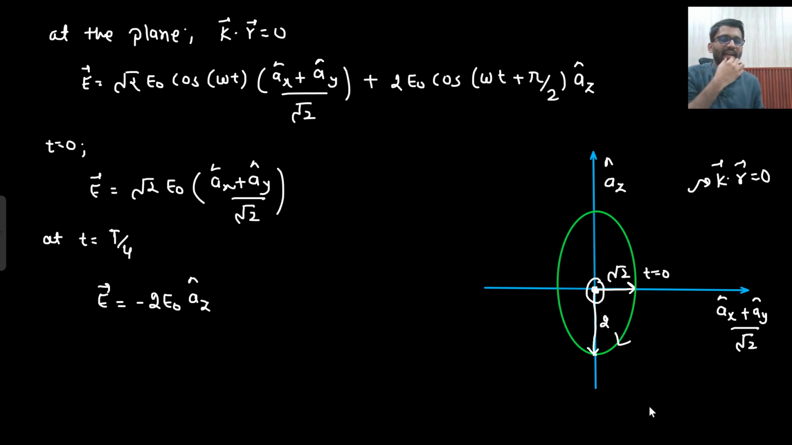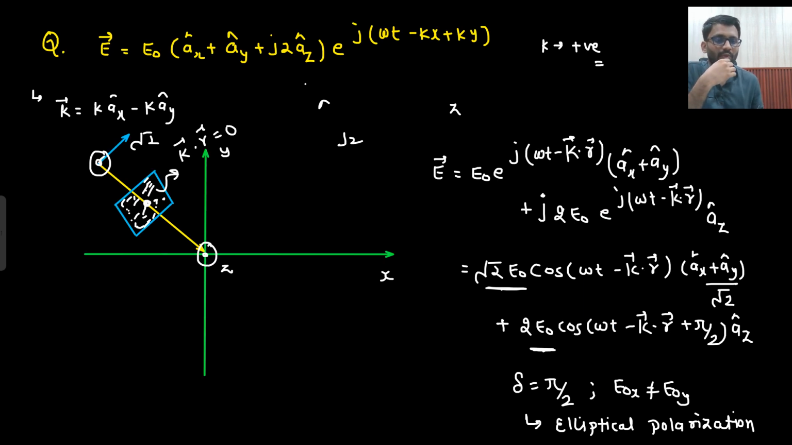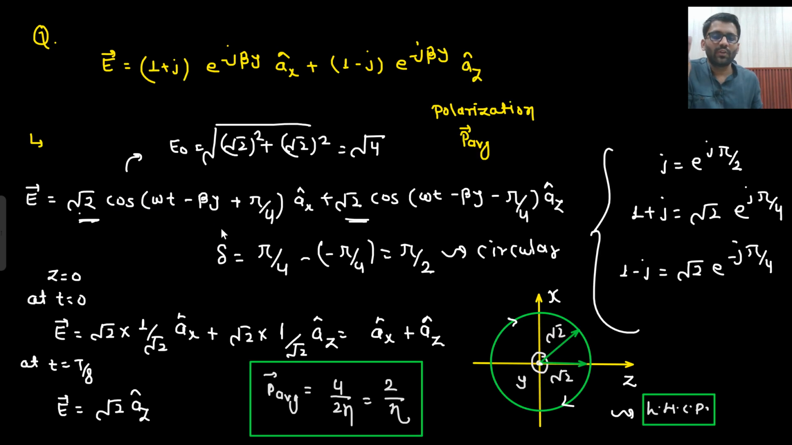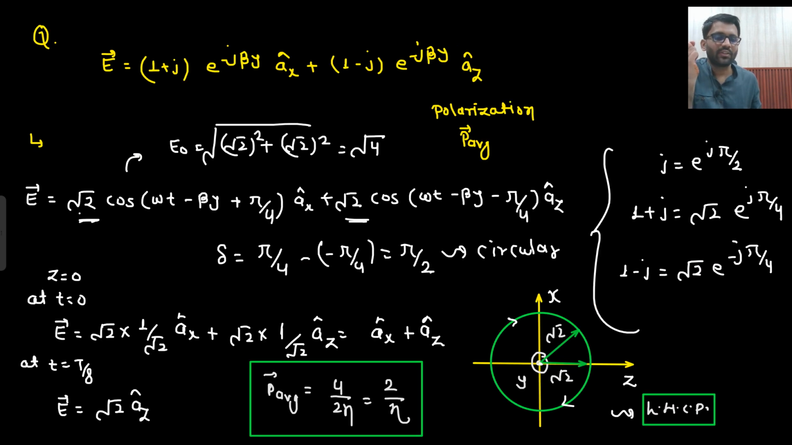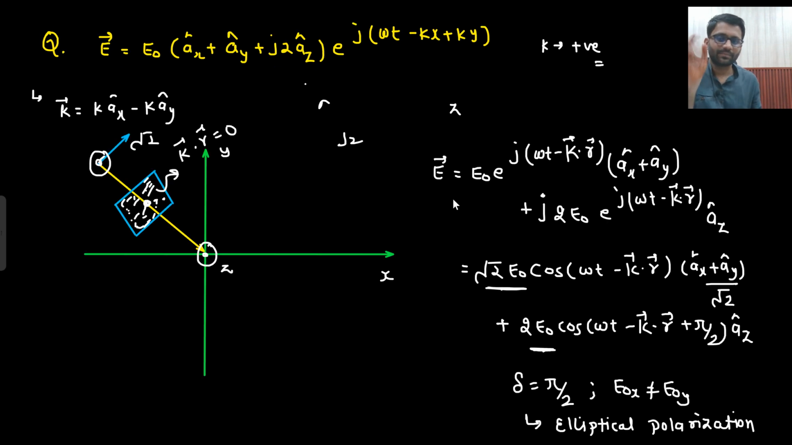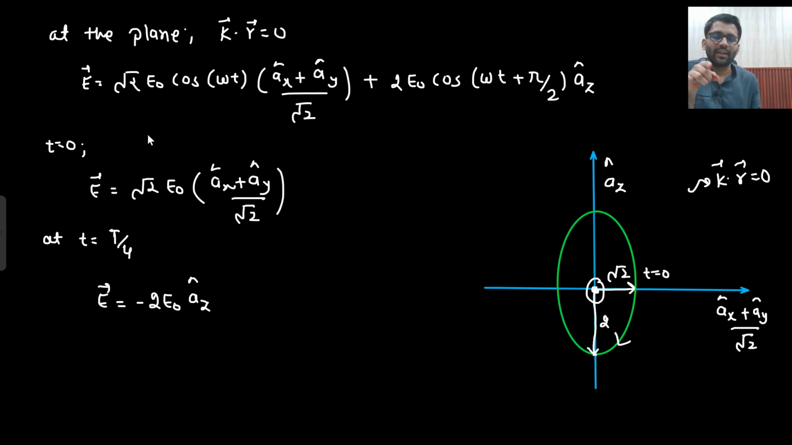Now I need to make the diagram to tell whether it is right hand elliptically polarized or left hand elliptically polarized. So for that, k dot r should be put equal to 0, because on this plane k dot r will be 0. This is what we were doing: beta y equals 0, beta z equals 0, we were putting z equals 0. Basically we were writing down the equation of the plane, so we were putting it equal to 0, and k dot r was going towards 0. So here also k dot r is going towards 0. So we are left with this expression.